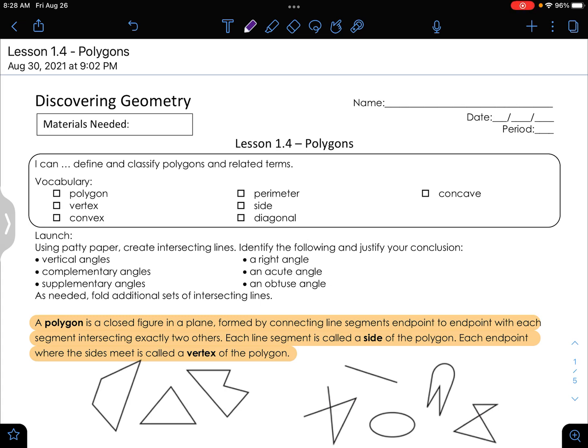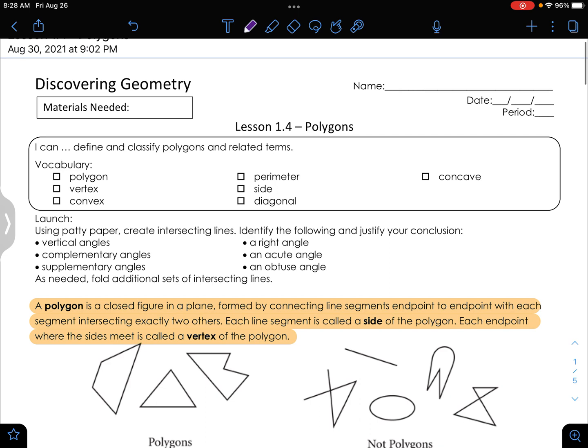In this lesson, we're going to explore different properties of polygons, what makes up polygons, and talk a little bit about some of the characteristics of polygons. For the launch activity, I'm not going to go over this in this video. We did this in class, so don't worry about that right now. This is just a review from the notes yesterday.